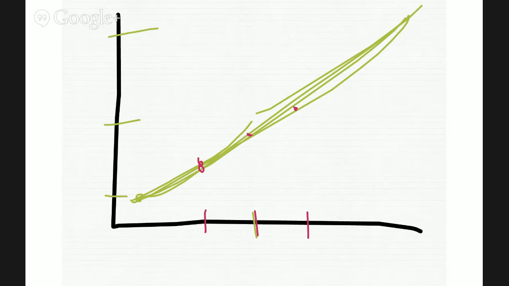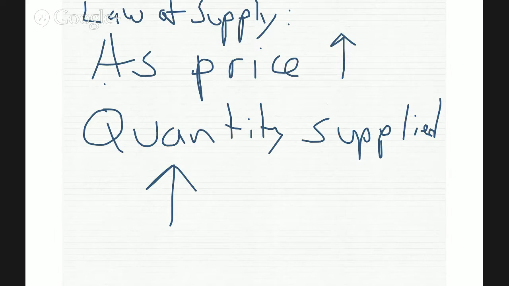Okay, so let's revisit this. The law of supply: as the price goes up, the quantity supplied is also going to go up. And who's doing the supplying? Producers or consumers? Producers. Yep. Producers are the ones doing the supplying. Fantastic. Okay, so now let's look at the other side of the equation here.